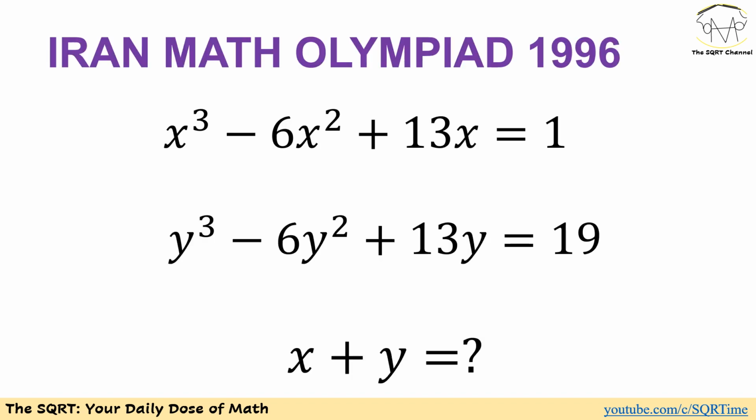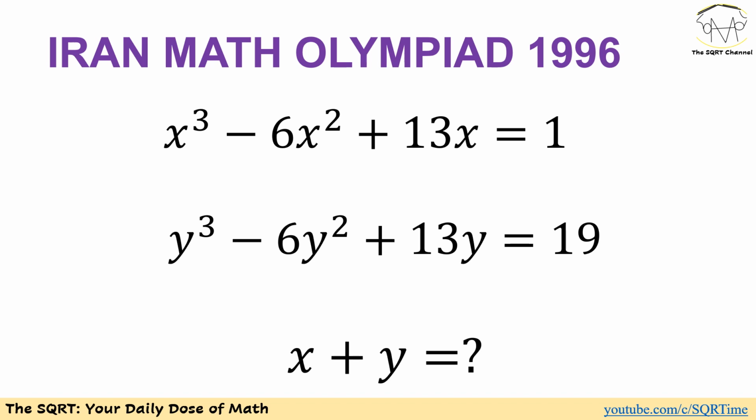Now let's talk about the second problem. For the second problem, we have another one from 1996 from Iran Math Olympiad. This is actually another interesting problem that I wanted to talk about with you guys. So here we have x cubed minus 6x squared plus 13x equals 1.